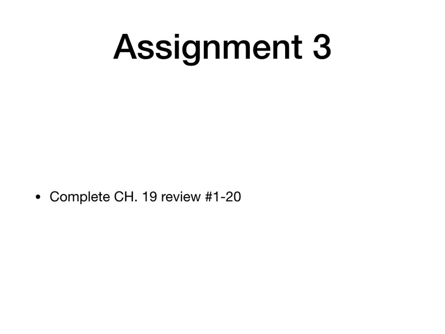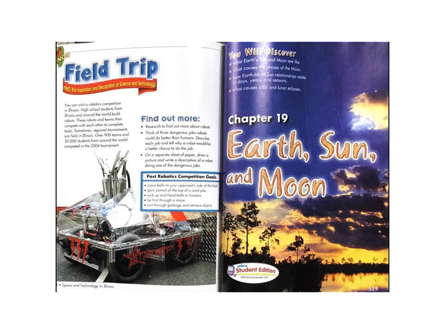So I'm going to read it to you for those of you who don't want to read it to yourself. Okay, so Chapter 19, Earth, Sun, and Moon. You will discover what Earth, Sun, and Moon are like, what causes the phases of the Moon, how Earth, Moon, Sun relationships relate to days, years, and seasons, and what causes solar and lunar eclipses.